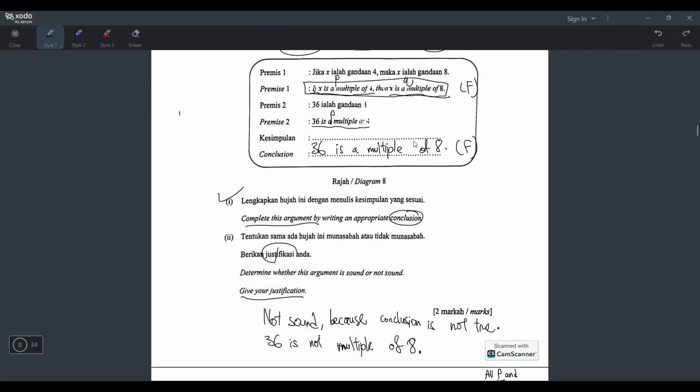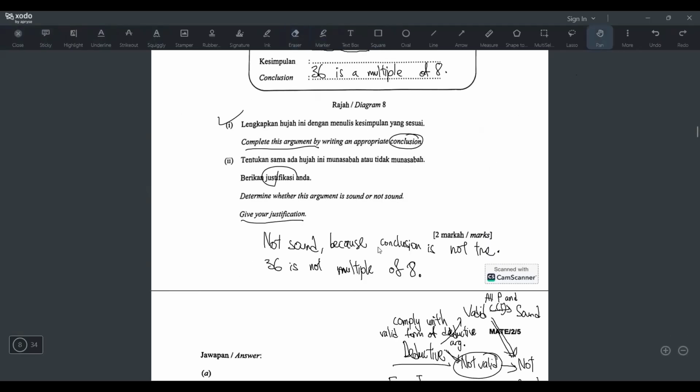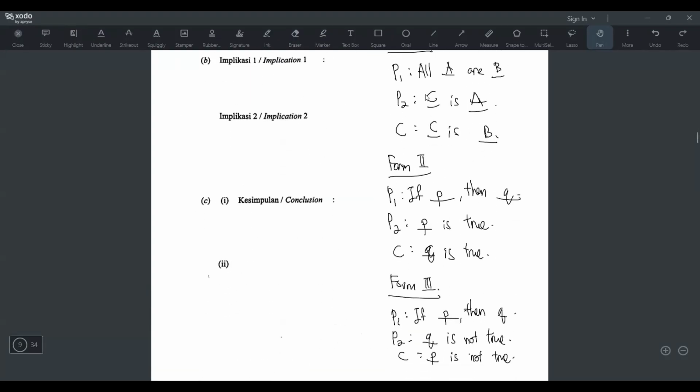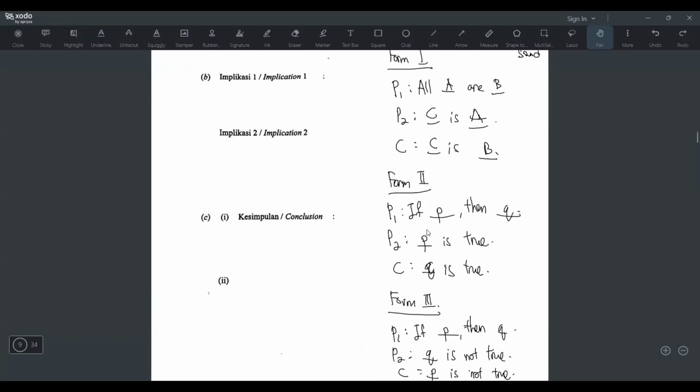Can also, but I realize it's easier to write the conclusion because the conclusion is also false, right? And for the reason it's so easy because the conclusion is a specific statement. So you just write because 36 cannot be divided by 8. That's why it's not sound. Okay, so hope you understand. So that's how you do it, all right? And this is my notes, this is just my notes, okay?